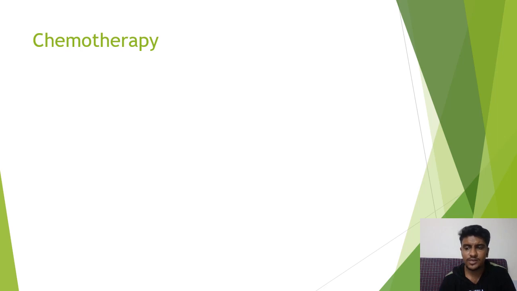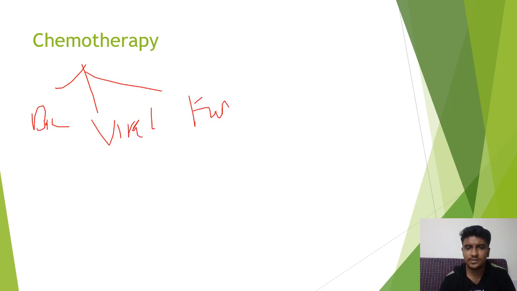Next up, we have chemotherapy. In chemotherapy, we were spoken to about the different aspects of how a disease occurs, what the different chemotherapeutic agents are. Bacterial, viral, fungal, and parasitic. These are the four major domains.